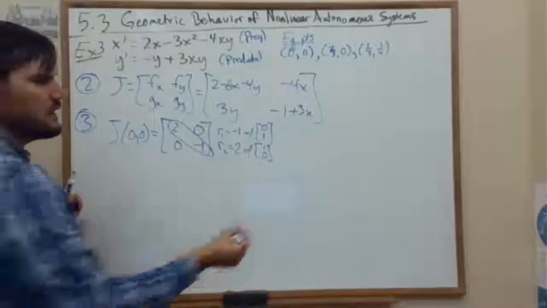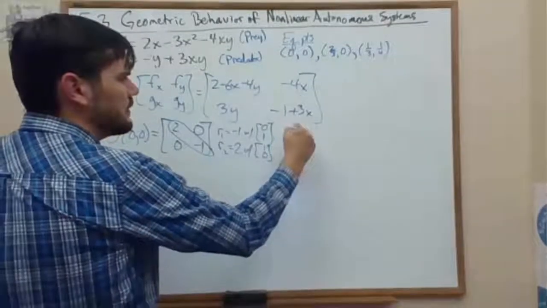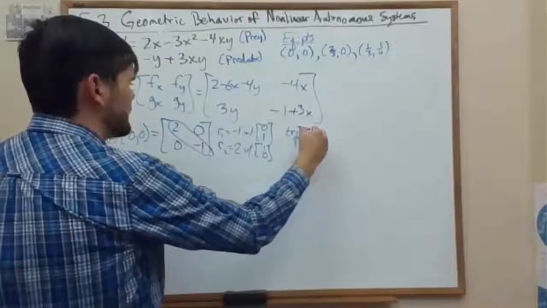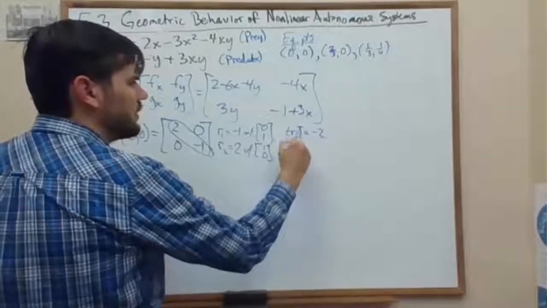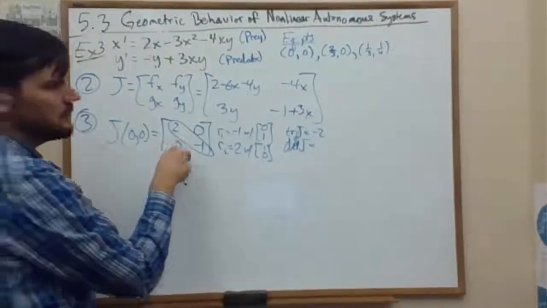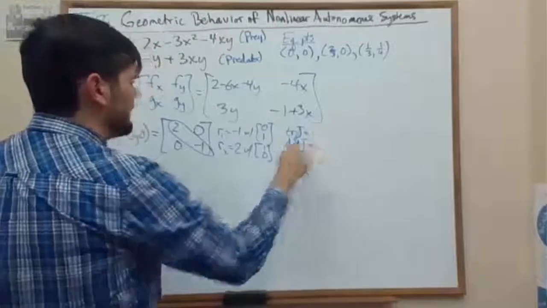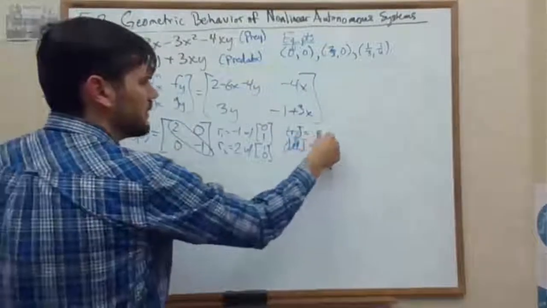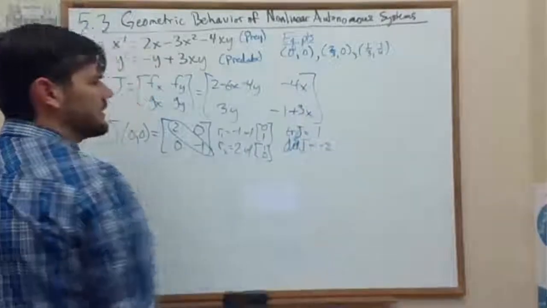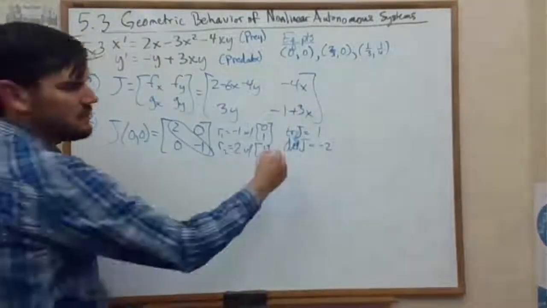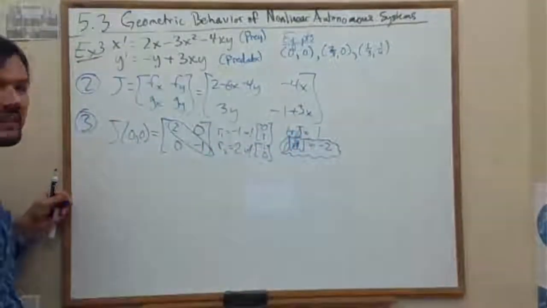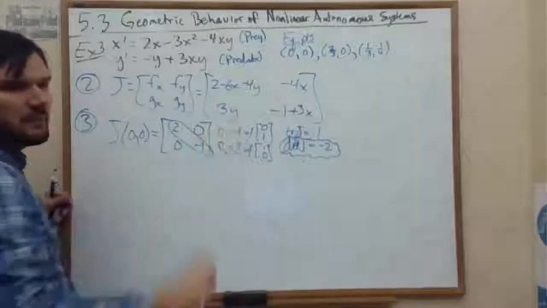Let's also notice that the trace of J is a positive 1, and the determinant of J is a negative 2. That is the one that matters here. It tells us that we have a saddle, which is also pretty clear by having eigenvalues of opposite sign.